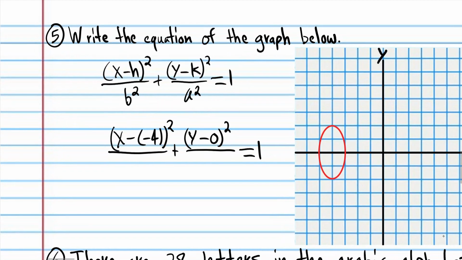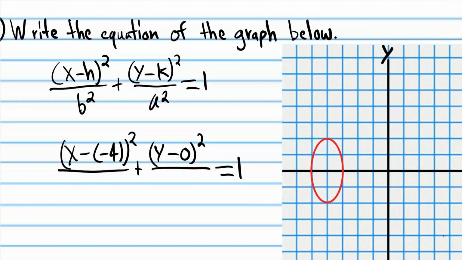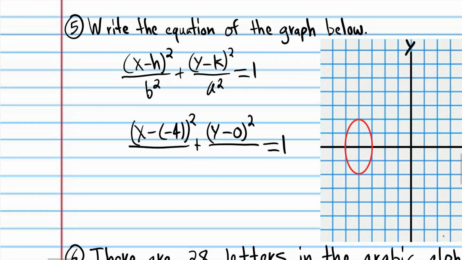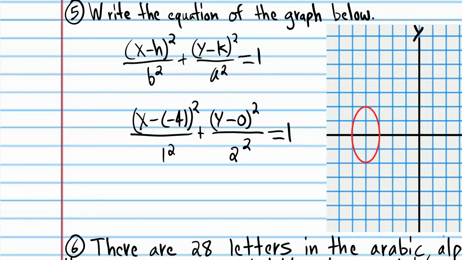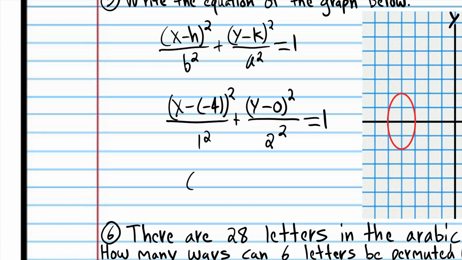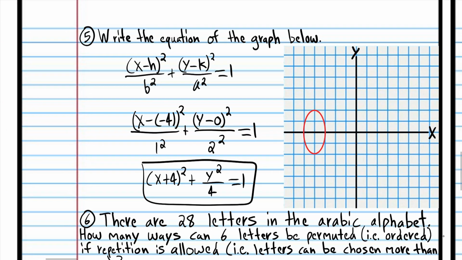Now A is half the length of the major axis. That's 1, 2. Alright, so we have 2 squared. B is half the length of the minor axis. So that is going to be 1 unit. So 1 squared. So now all we have to do is simplify that expression. So we have a double negative that becomes x plus 4 squared. And 1 squared is 1. Y minus 0 is y squared. 2 squared is 4. And we have our equation. So that was an easy problem.